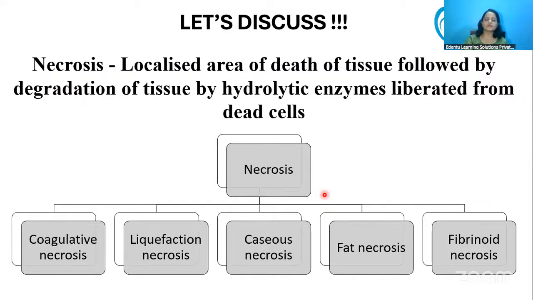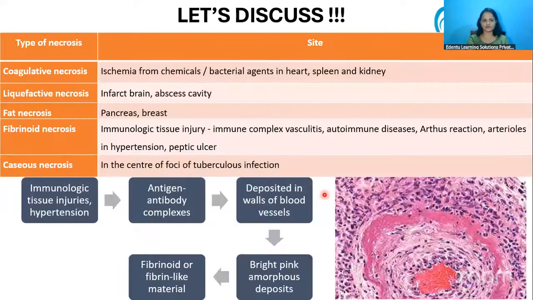Okay, so what do you mean by necrosis? Necrosis is a localized area of death of tissue, followed by degradation of the tissue by the enzymes that are secreted from the dead cells itself. Okay, so death of tissue followed by degradation of the tissue by hydrolytic enzymes from the dead cell itself. So this necrosis is of 5 types. We have coagulative necrosis, liquefaction necrosis, caseous necrosis, fat necrosis, and fibrinoid necrosis.